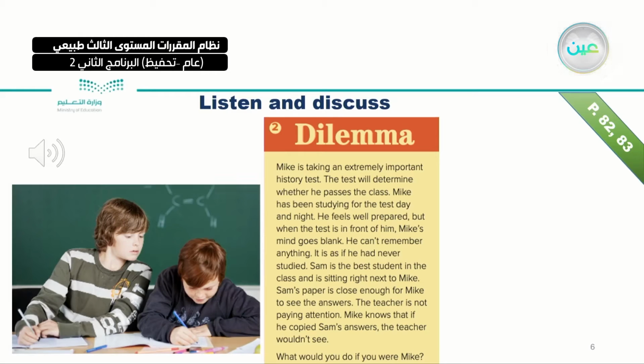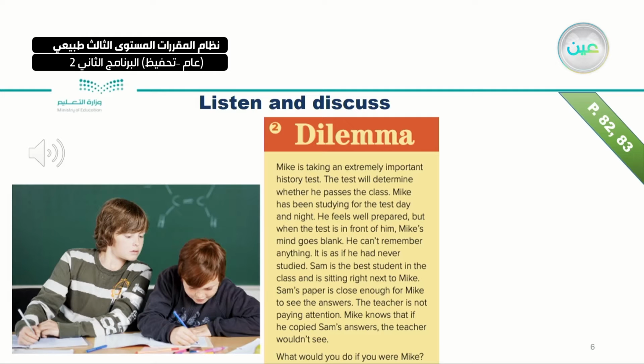Also now, you are going to listen, and you are going to read along with the listening. Let's start. Number 2. 2. Mike is taking an extremely important history test. The test will determine whether he passes the class. Mike has been studying for the test day and night. He feels well prepared, but when the test is in front of him, Mike's mind goes blank. He can't remember anything. It is as if he had never studied. Sam is the best student in the class and is sitting right next to Mike. Sam's paper is close enough for Mike to see the answers. The teacher is not paying attention. Mike knows that if he copied Sam's answers, the teacher wouldn't see. What would you do if you were Mike?